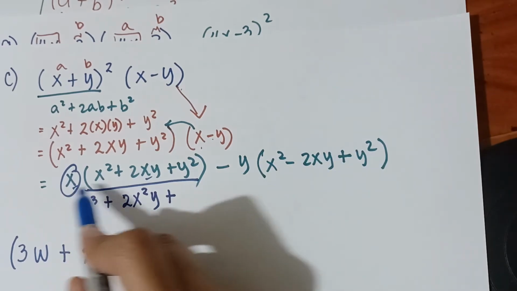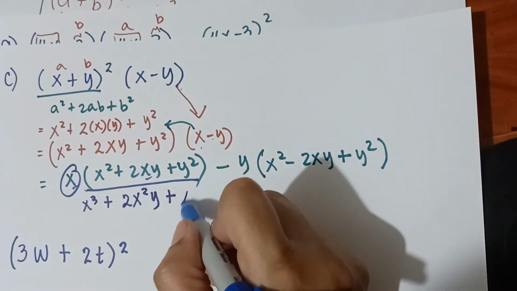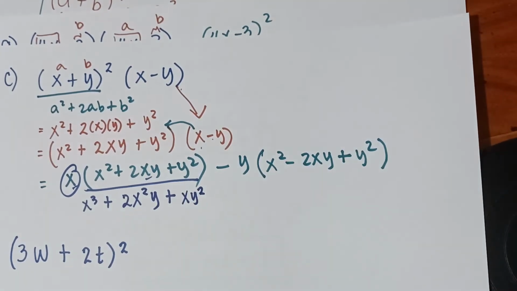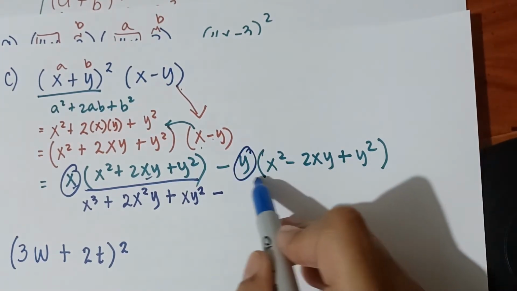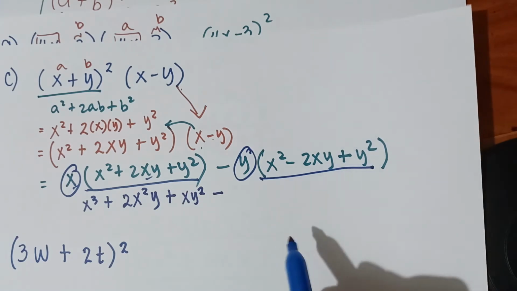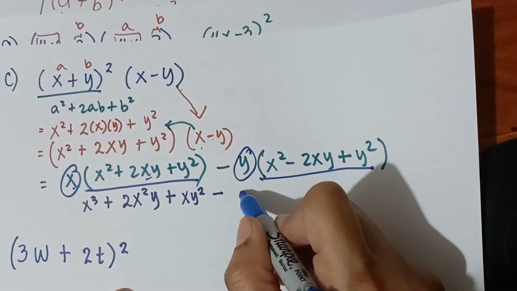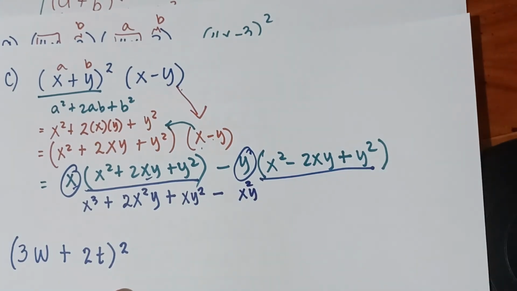Plus, x times y squared, wala naman pareho. So, you just copy them. Y, xy squared. Okay? Minus. So, again, this one naman, the y, you multiply it to everything inside. So, y times x squared will just be x squared y. Okay?